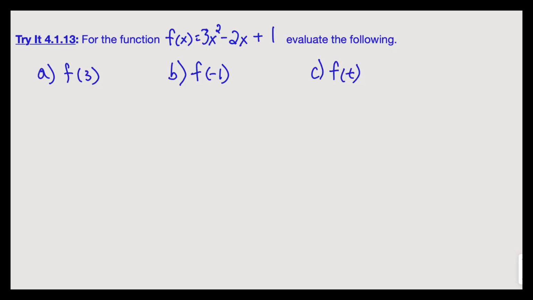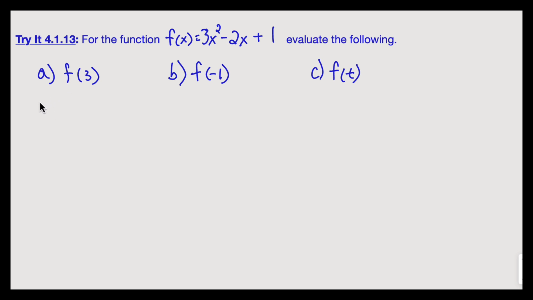So in this exercise, we're given the function f of x equals 3x squared minus 2x plus 1, and we're asked to evaluate at specific values of x. So literally all we do is just substitute whatever value we're given for x into the function and then simplify.